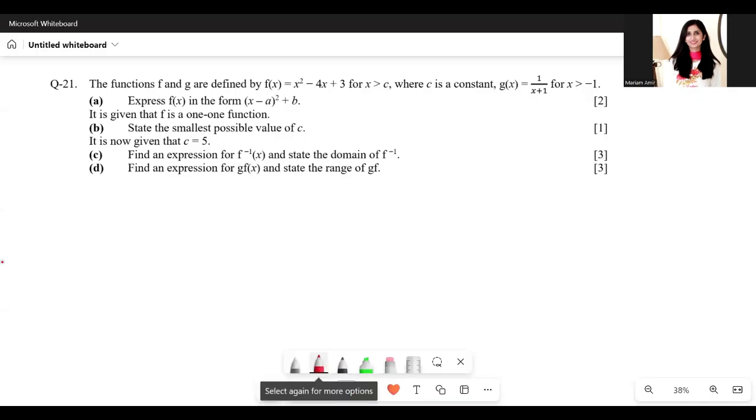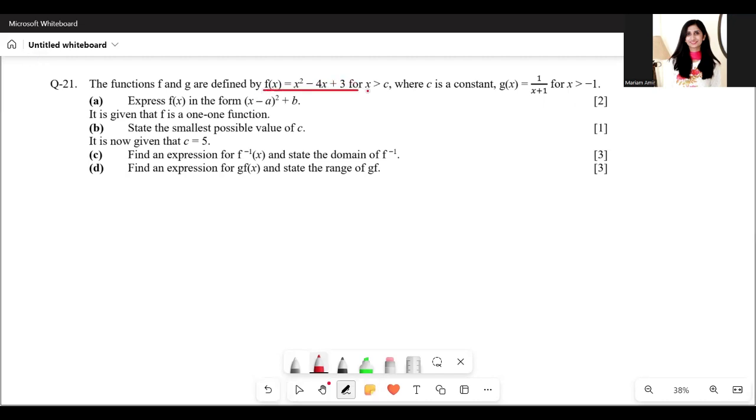So functions f and g are defined by f(x) = x² − 4x + 3, with domain x greater than c, where c is a constant, and g(x) = 1 over x + 1, with domain x greater than −1. Part A says express f(x) in the form (x − a)² + b, that is, in completed square form. Okay, so f(x) = x² − 4x + 3.